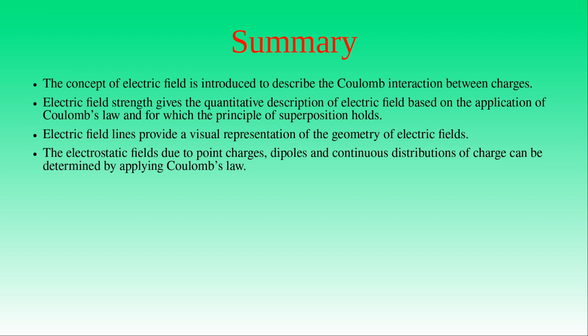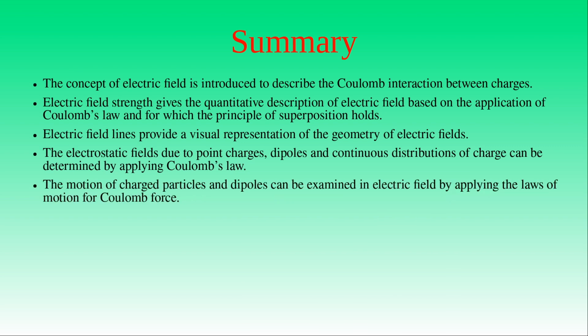We also examined the motion of charged particles and dipoles in electric fields by applying the laws of motion for the electrostatic force. We determined the equations of motion of electrons propagating in a uniform electric field. We saw that an electron has a motion similar to free fall, if it is placed in the uniform electric field, accelerating in the direction opposite to the field. If the initial velocity of the electron is perpendicular to the uniform electric field, it behaves like a horizontal projectile in a uniform gravitational field and performs a parabolic motion.